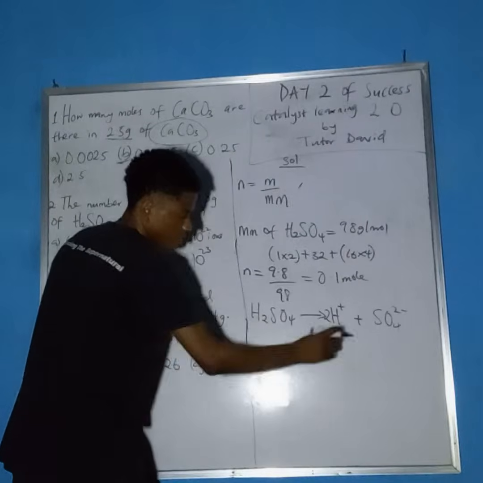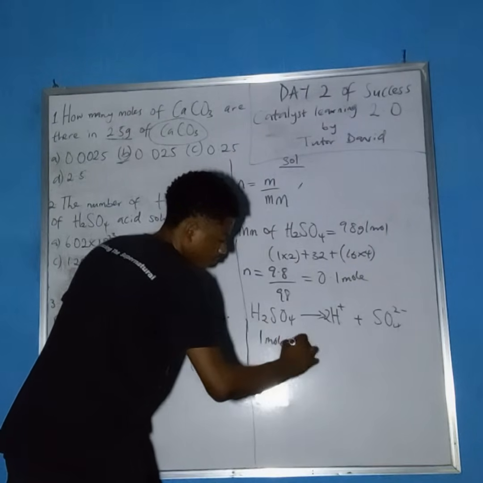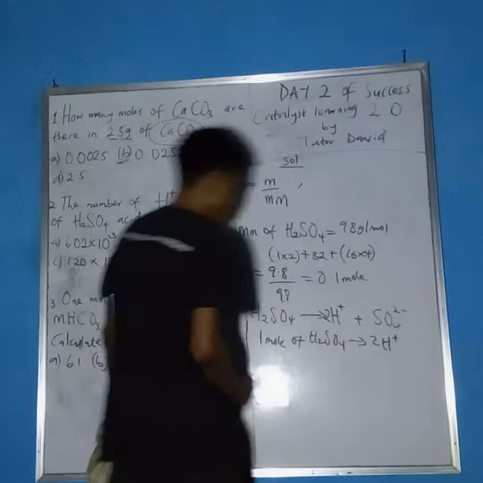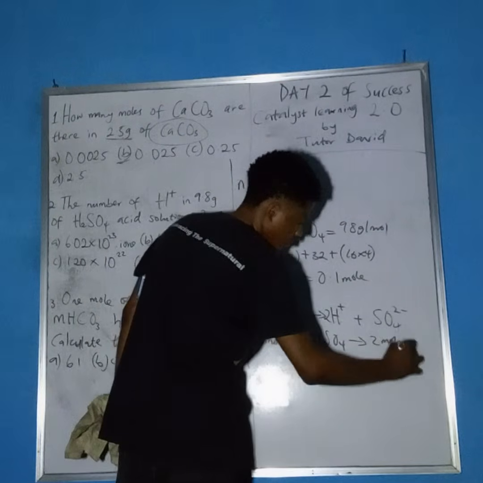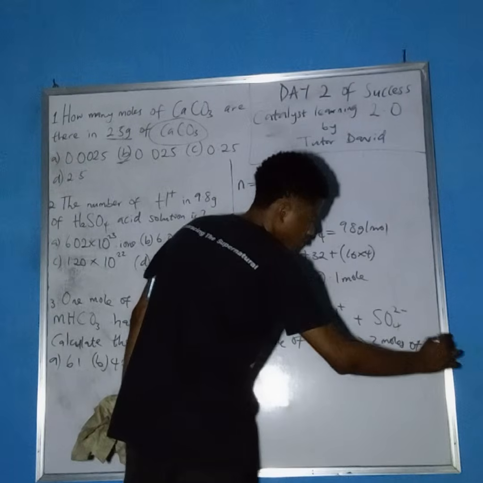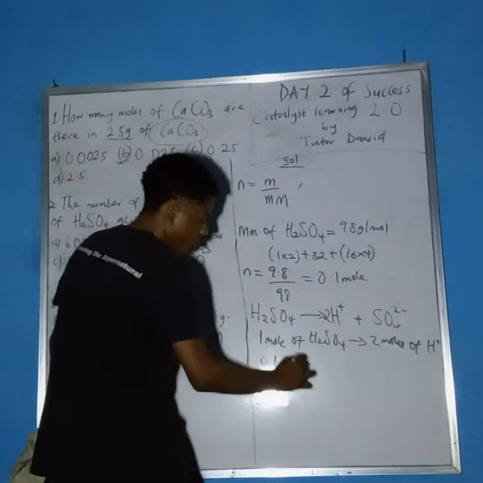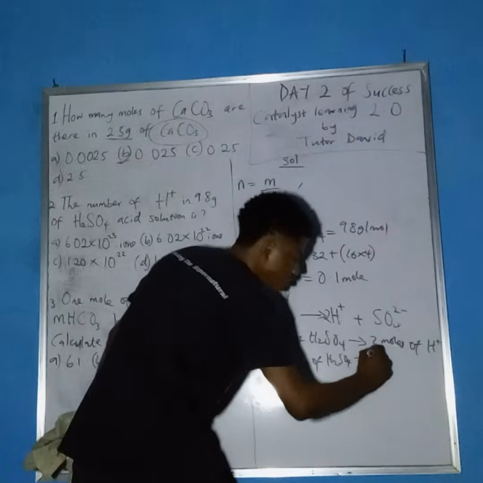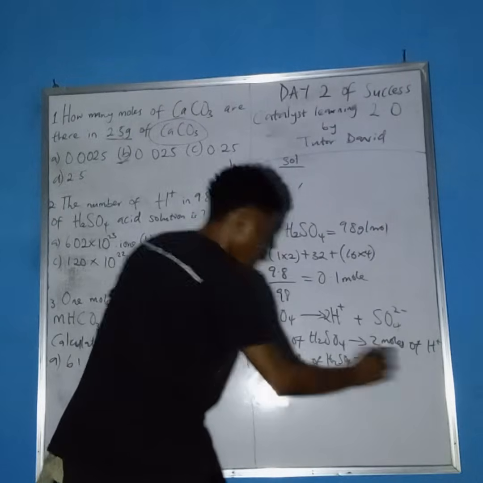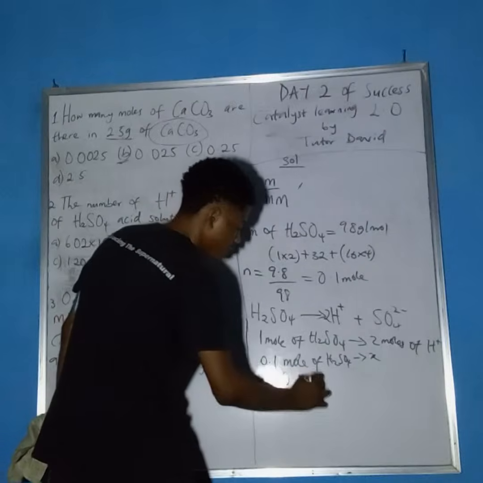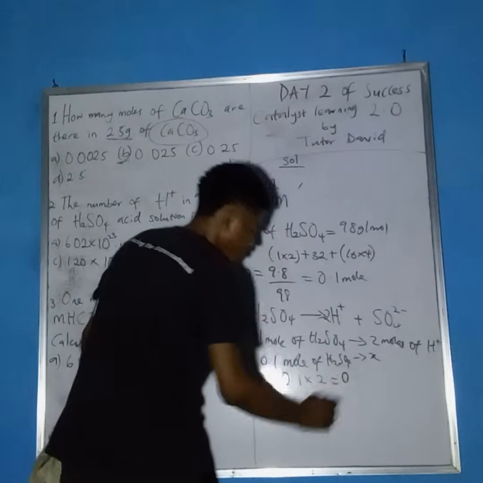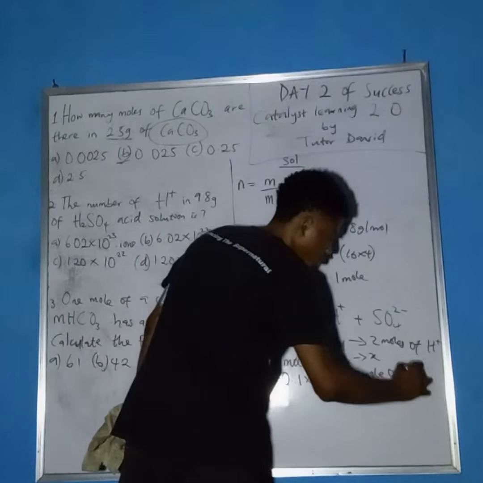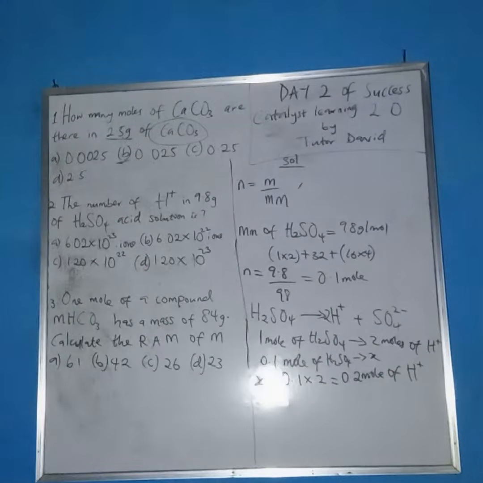Basically, when we dissociate this, 1 mole of H2SO4 will give us 2 moles of hydrogen ions. That's what I was supposed to write. So 0.1 mole of the same H2SO4 will now give us X. When you do that, X equals 0.1 times 2, which is 0.2 moles of hydrogen ion. So since you already know that it was 0.2 moles of hydrogen ion.